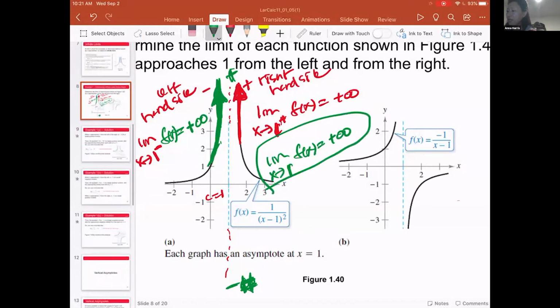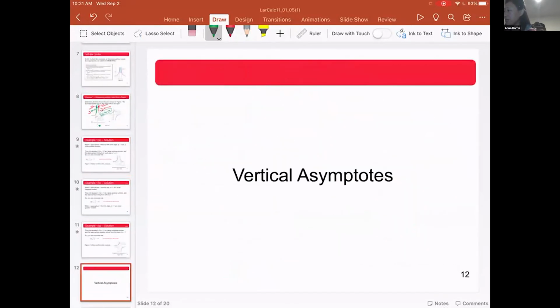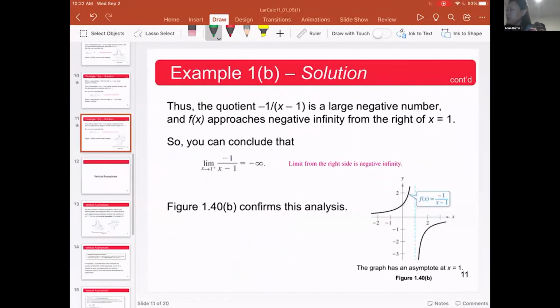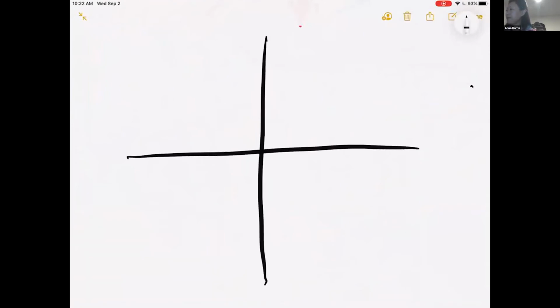All right, what about this one? Let me see, is there anything else I need to go over? So I can show you a few more examples. Okay, so let me draw here. So this is the one we just did.